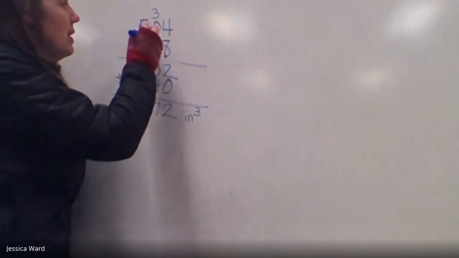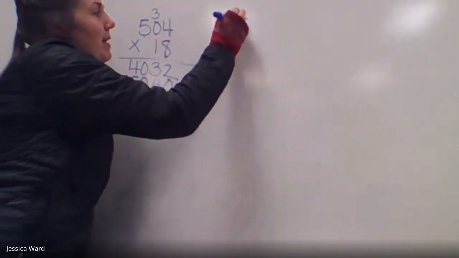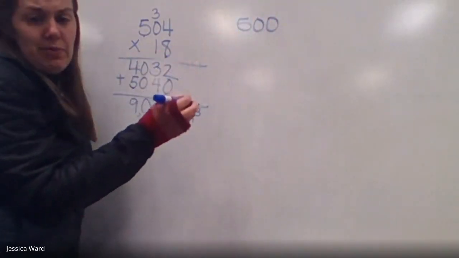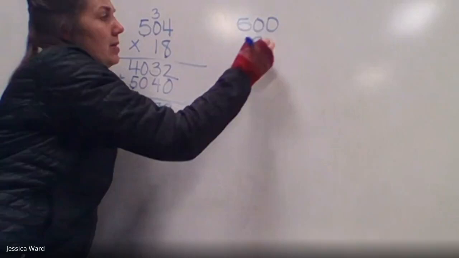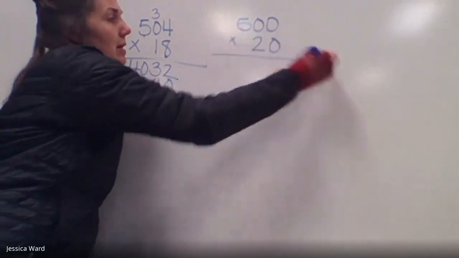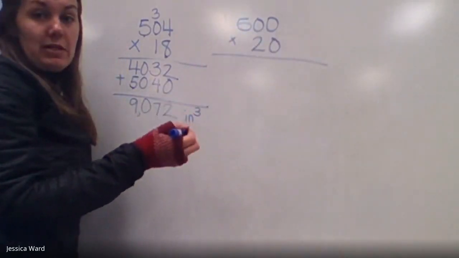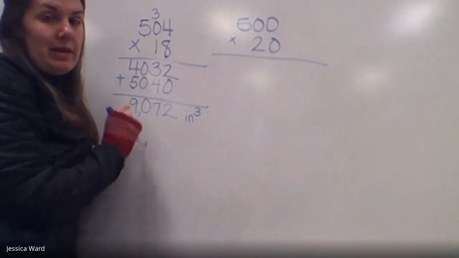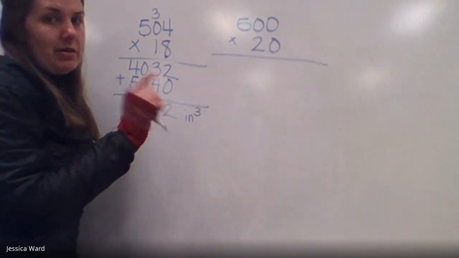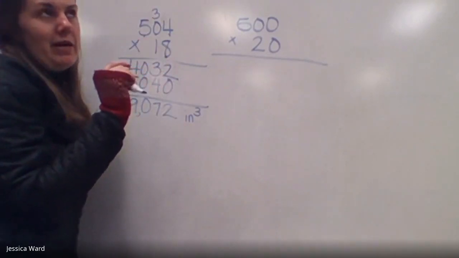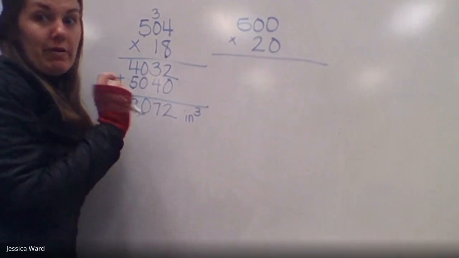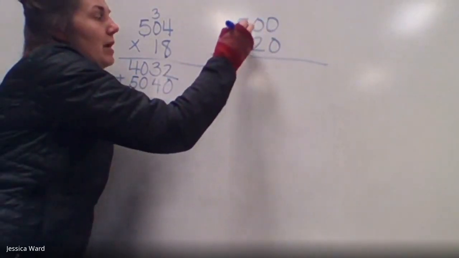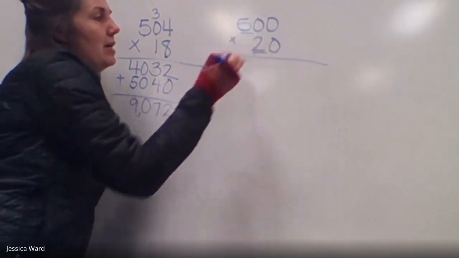So I'm just going to go ahead and estimate that my 504 is pretty close to 500. My 18 is pretty close to 20. So I'm going to multiply 500 times 20 to estimate my answer to see if the answer that I actually got is reasonable. I would have definitely caught this the first time around. If I had continued with my wrong answer, I would know it by now for sure, except that I already caught my error.